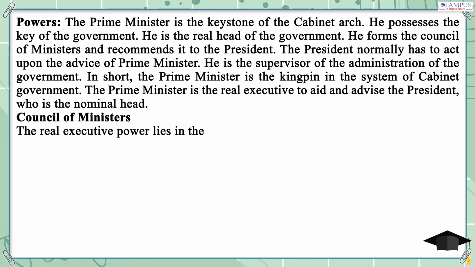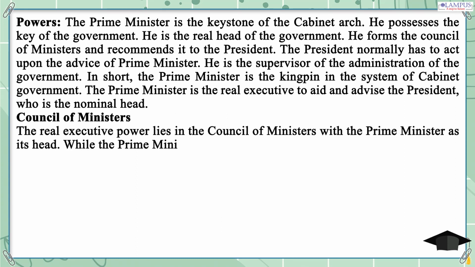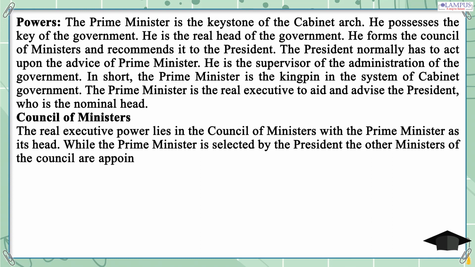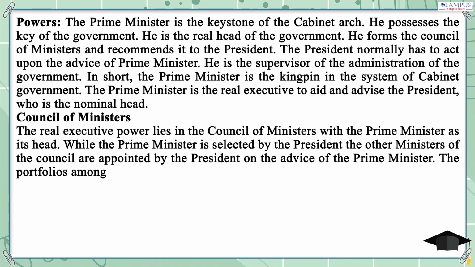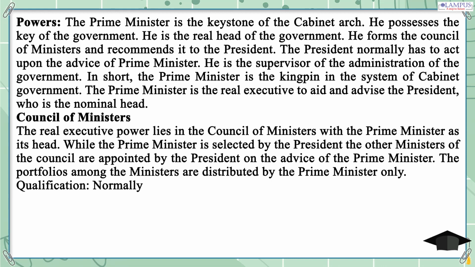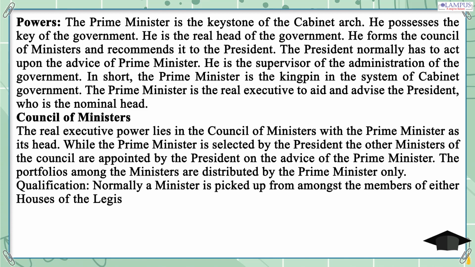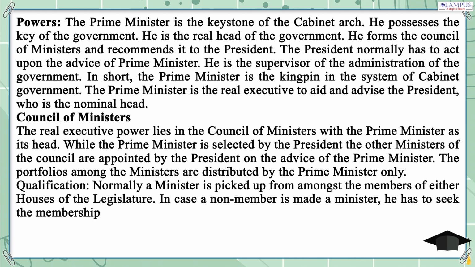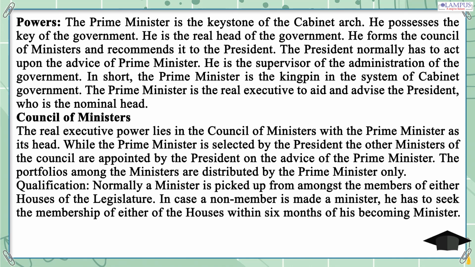Council of Ministers. The real executive power lies in the Council of Ministers with the Prime Minister as its head. While the Prime Minister is selected by the President, the other ministers of the Council are appointed by the President on the advice of the Prime Minister. The portfolios among the ministers are distributed by the Prime Minister only. Qualification. Normally a minister is picked up from amongst the members of either house of the legislature. In case a non-member is made a minister, he has to seek the membership of either of the houses within 6 months of his becoming minister.